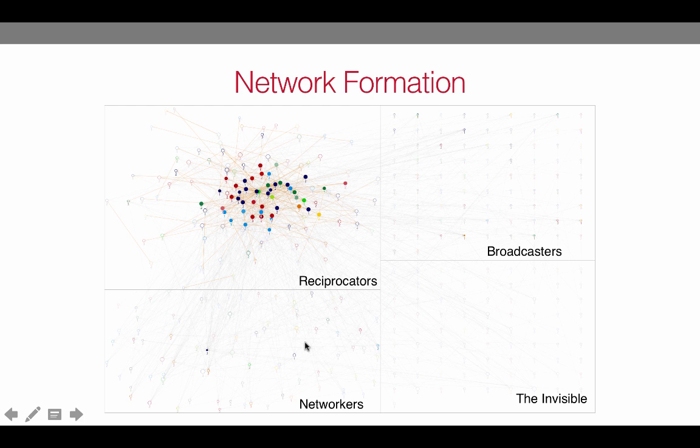And then we have the networks, people who have relationships with a large number of people. And then we have this sad little group over here. These are the invisible. These are people who reply to lots of other people, but never in turn receive replies themselves. And this was a communication network from a MOOC Ed.